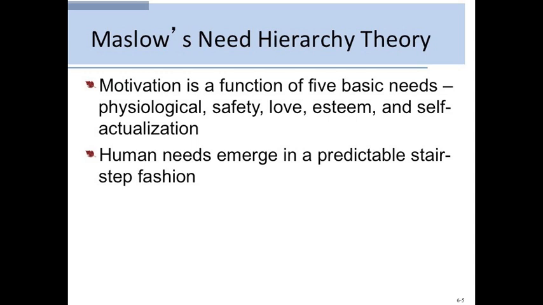Once we have achieved that, once we can survive, once we have food, then we look to try to be safe. We then try to establish love, relationships. We then look for some esteem that will be recognized, and then our self-actualization. And he argues that these human needs emerge in a predictable stair-step fashion. Well, research has kind of debunked some of Maslow's theory, but one thing that we've taken from it is the fact that if needs have already been met, then they're not likely to continue to be motivating.